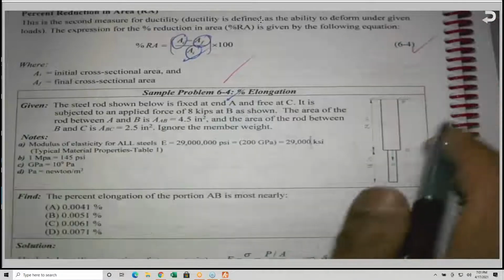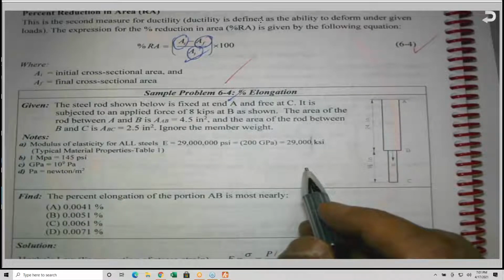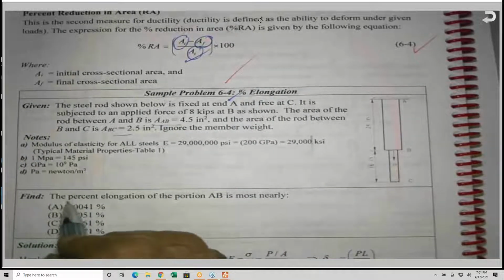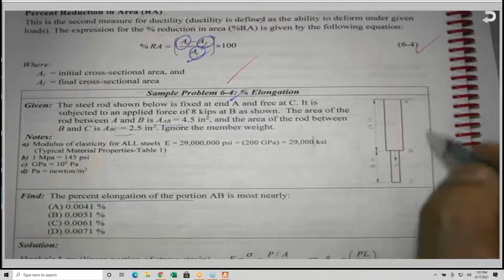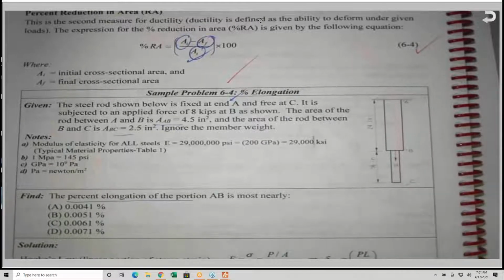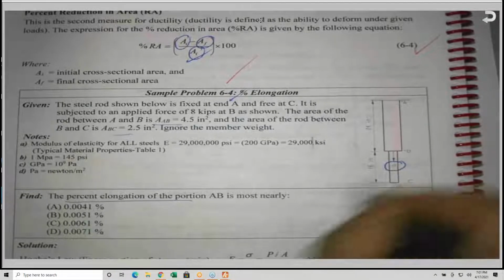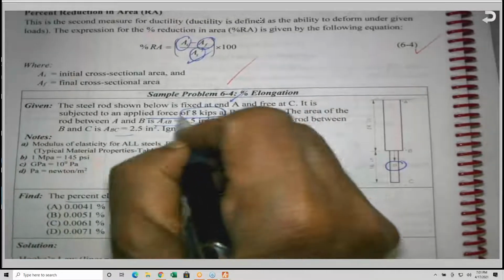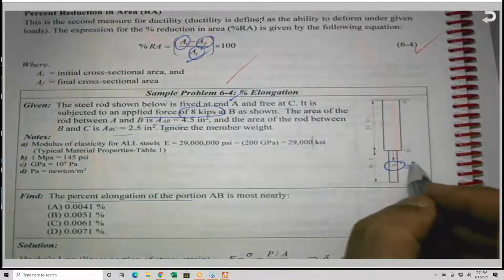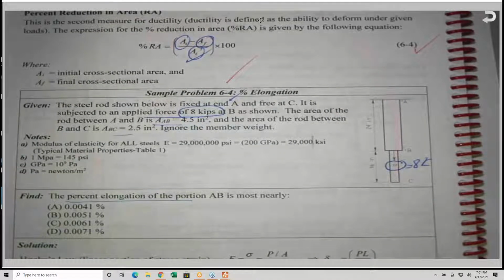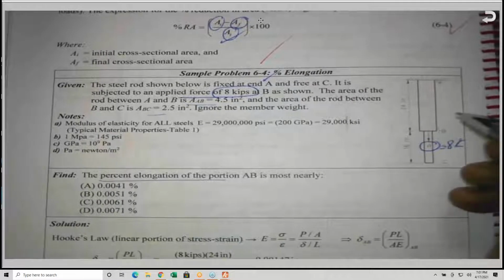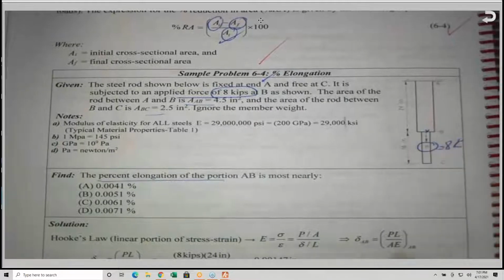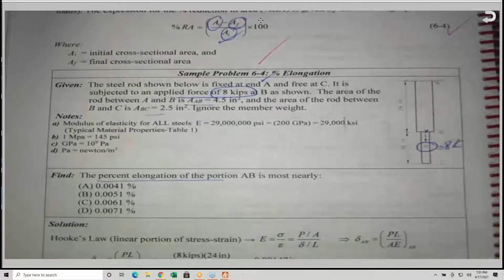I have this steel rod, fixed end, and the areas are given. What is the percent elongation of the portion AB? So this is AB and this is BC. And there is a force here, P. And the P is given as how much? Applied force of 8 kips. So this is equal to 8 kips. How much is the percent elongation? Because due to this external force pulling this member, the member will stretch.